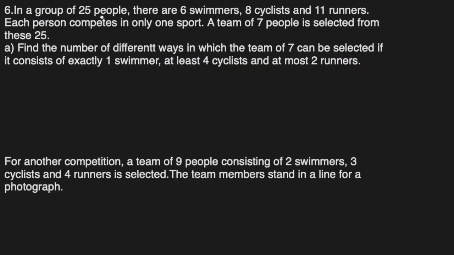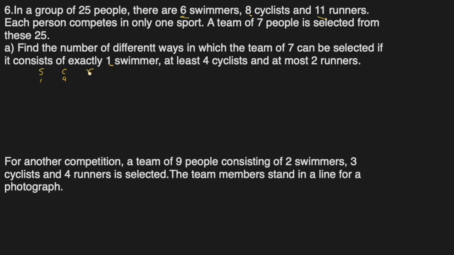Number 6. In a group of 25 people, there are 6 swimmers, 8 cyclists, and 11 runners. 6 plus 8 plus 11 is 25. Okay. Each person competes in only one sport. A team of 7 is selected from these 25. Find the number of different ways in which the team of 7 can be selected if it consists of exactly one swimmer. So let's say swimmer is 1, at least 4 cyclists. Okay, at least 4. So let's go to 4, and at most 2 runners.